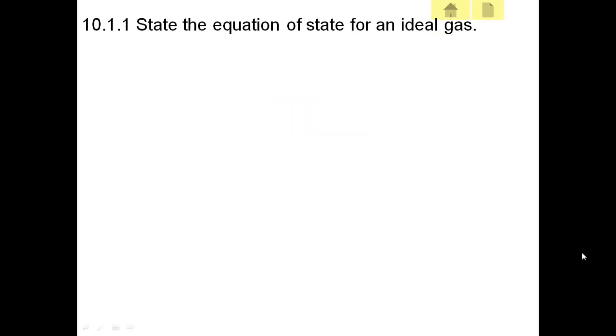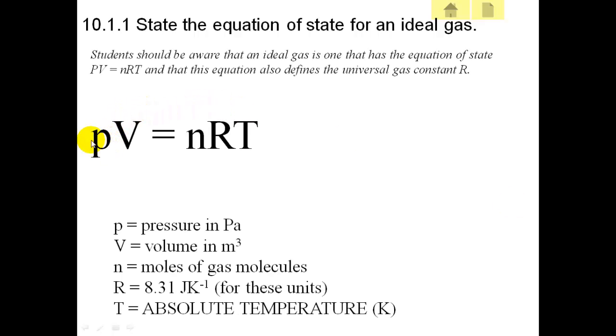Okay, the equation of state for an ideal gas is this one. We have PV equals nRT. Basically, V is the volume in meters cubed, P is the pressure in pascals, n is the number of moles, R is the universal gas constant, and T is the temperature of the gas.